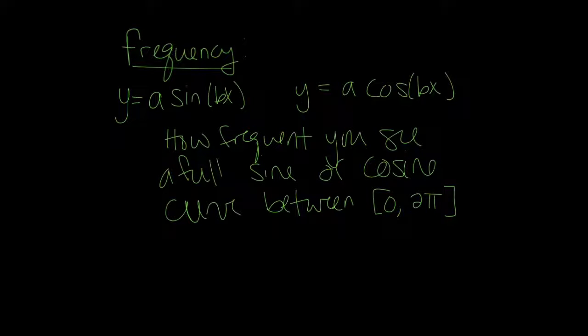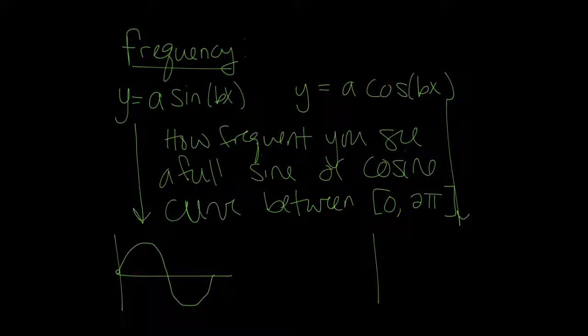And in order to really know what frequency is, you really need to know what a full curve looks like. A full curve for sine starts at the origin and has a mountain and a valley, and a full curve for cosine is just one big valley. The formula for frequency is the absolute value of b. It's basically just the value that's attached to the x. And it's an absolute value because it's how many you really see, how frequently you see a full curve. You can't have a negative amount of curves. You can only have a positive amount of curves. So that's why the absolute value is there.